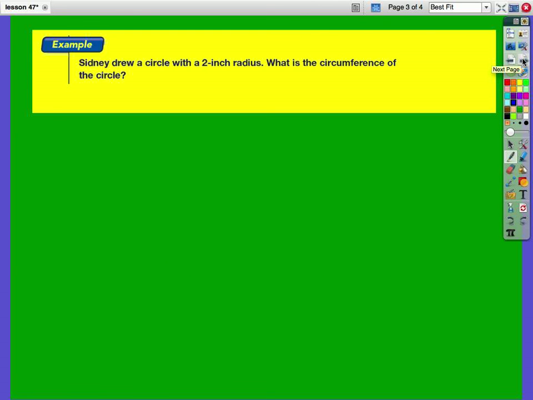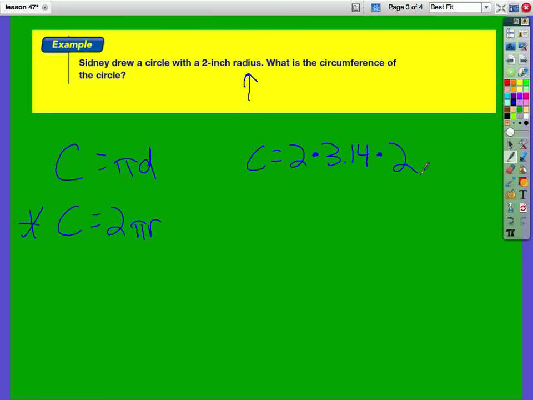So our example: given a circle with a 2-inch radius, what is the circumference of the circle? So our equations were the circumference equals pi times the diameter, the circumference equals 2 times pi times the radius. Did they give us diameter or did they give us radius? Here, they gave us radius. So I'm going to use this equation. So my circumference is going to equal 2 times pi, which is 3.14, times my radius, which is 2.